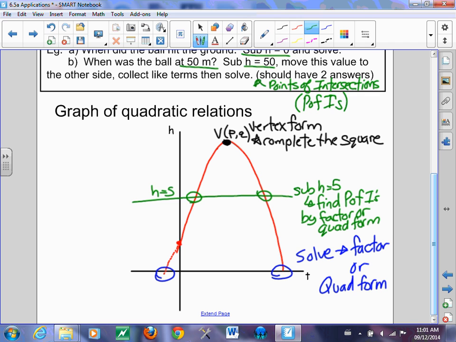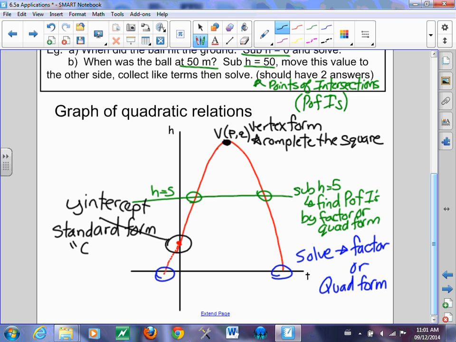All right, and the other important piece of information that we're missing, folks, is the initial value, or the initial height of the rocket, or the initial startup value for a business. Okay, and that is your y-intercept. Okay, and what form do we need there? We need standard form for this one. And in standard form, folks, it is your C value that helps you with that.